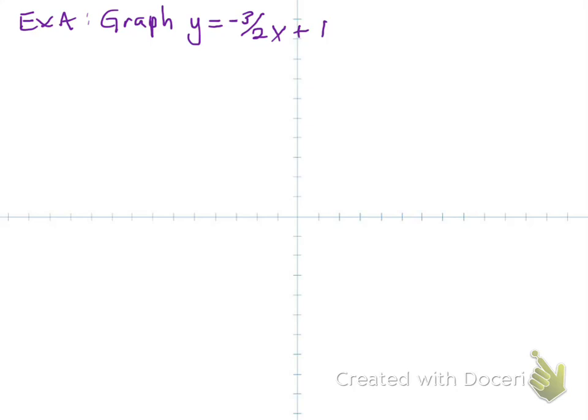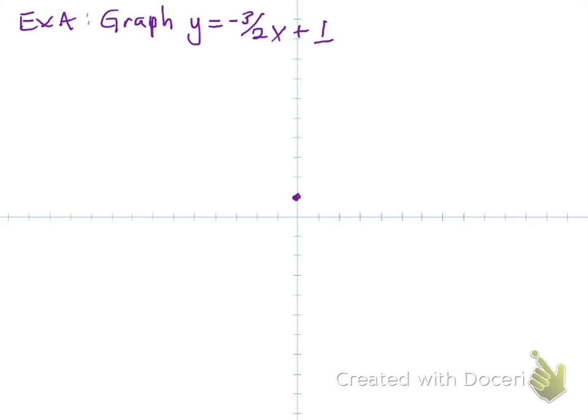So then the next step is that I identify what my y-intercept is. And so the y-intercept is always the one not next to the variable. So 1 is my y-intercept. So that means on the y-axis, which is the vertical one, I'm going to go up 1, and I'm going to draw a dot.